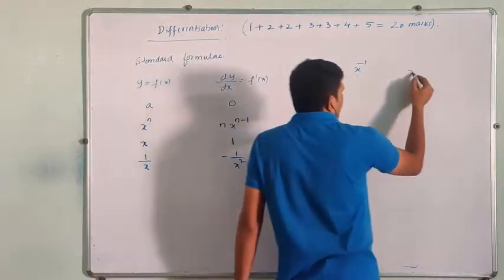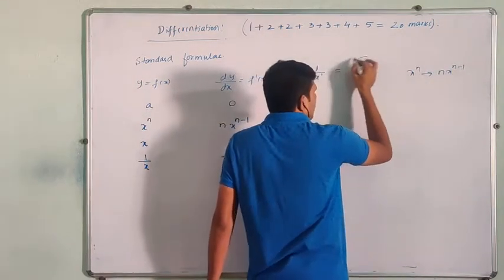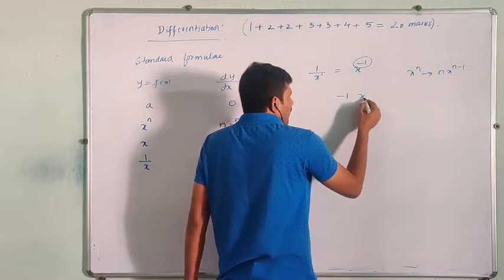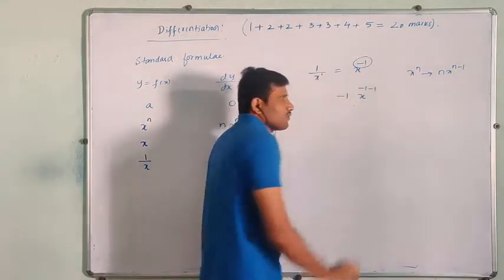So what is the derivative of x raised to n? That is n into x raised to n minus 1. So what is n here? The n value is minus 1. What is n? Minus 1.